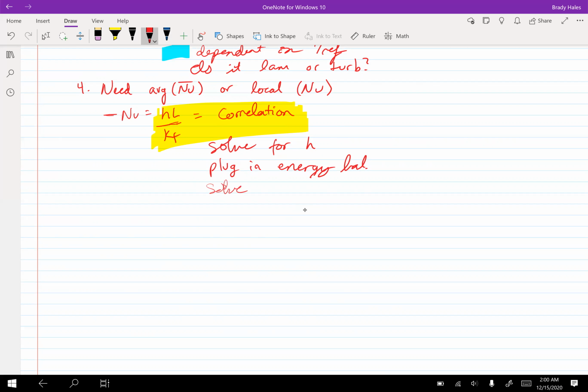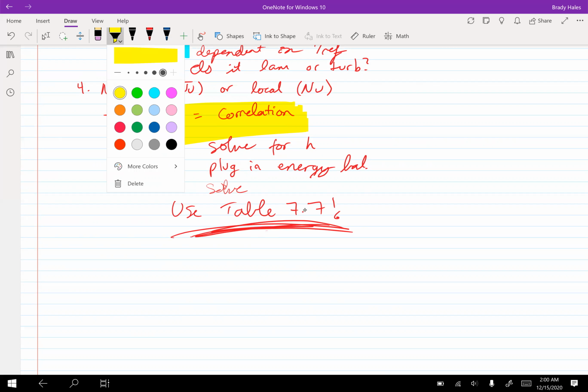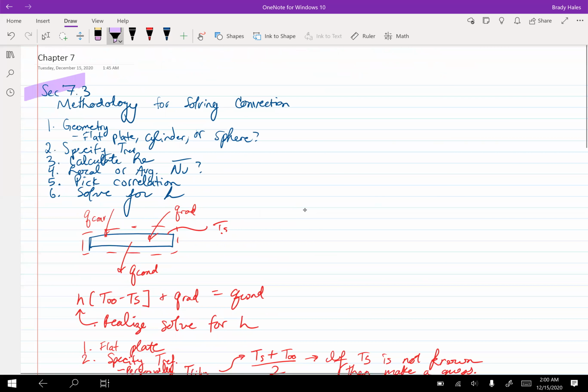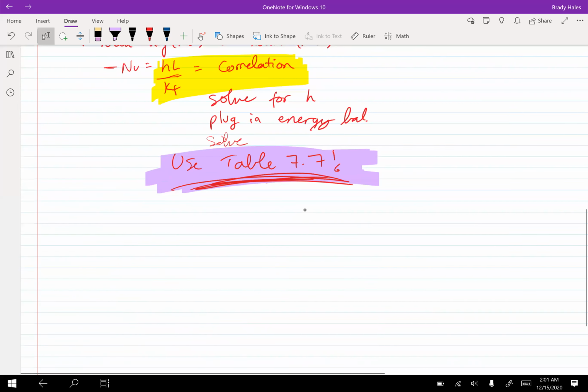And that's really, use table 7.7, right? So if I had to think of 2 things that I would recommend, I would say use table 7.7 and methodology for solving convection problems. Okay, so those are the 2 things that I would focus on.